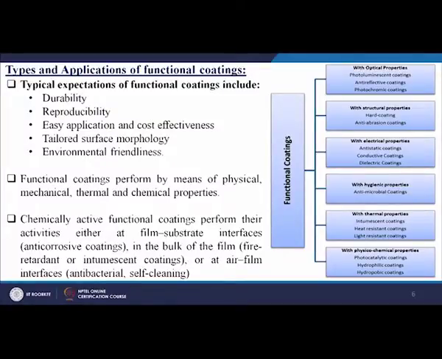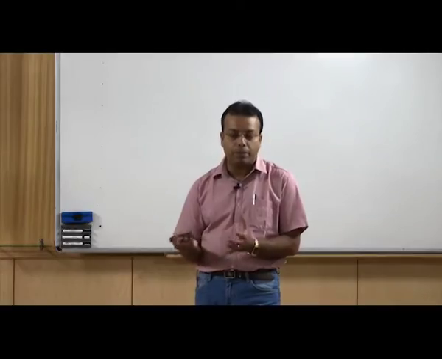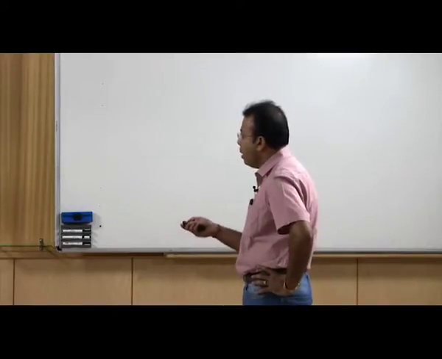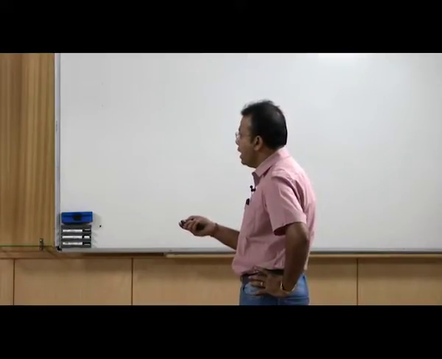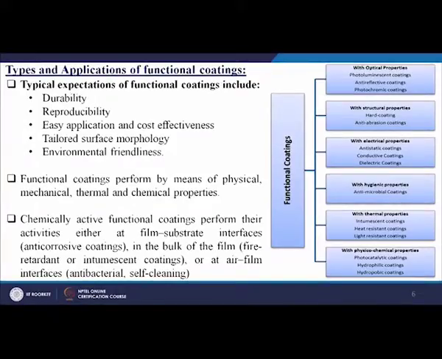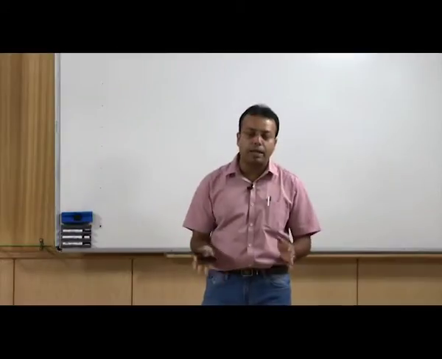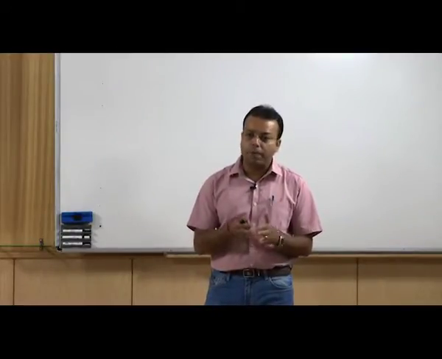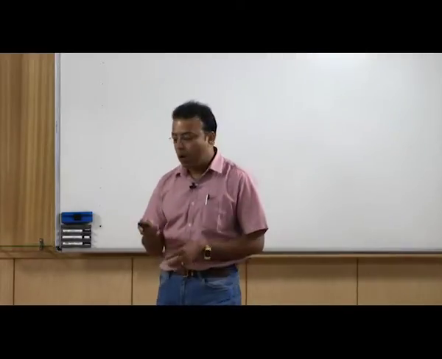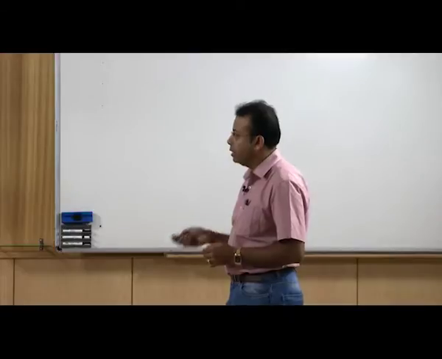With hygienic properties, we can go for antimicrobial coatings. Generally, we can use these techniques for our food packaging technology. Then with thermal properties, insulation coatings, heat resistant coatings, light resistant coatings, we can generally do. When we are talking about physicochemical properties, there are photocatalytic coatings, hydrophilic coatings, hydrophobic coatings. So there are several applications and techniques by which we can change our material properties, or the surface properties of that particular material.